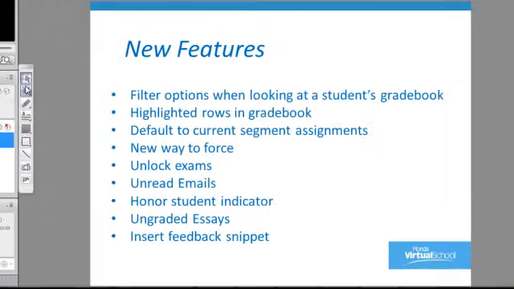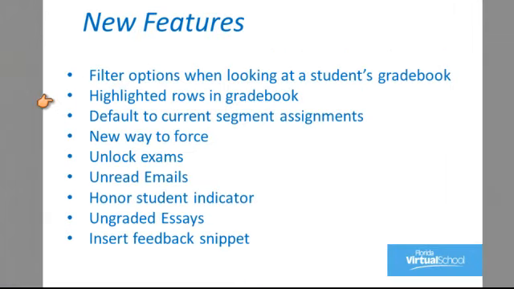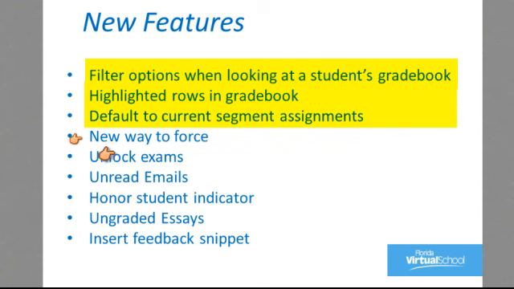So with that being said, let's talk about things we've already covered. In the student's gradebook, again, we talked about the filter options, the highlighted rows and what they mean, how you can set students to see just the current semester or segment that they're active in, the new way to force individual students, and just went over how to unlock exams if they get timed out or the electricity or the internet froze.